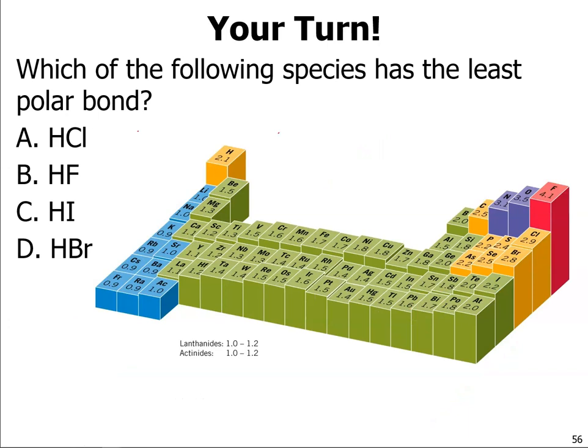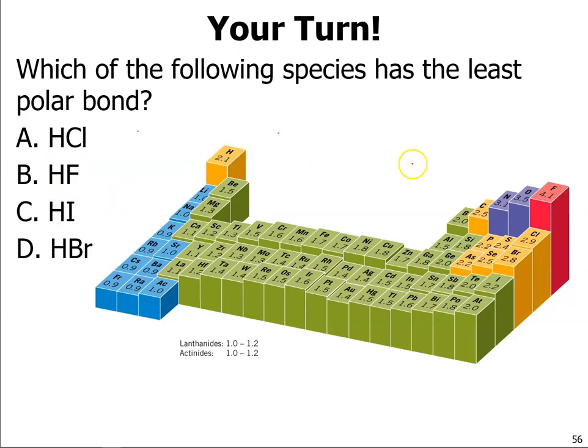Using this chart and basing it on the differences between the electronegativities, which would you think is the least polar bond? So we look at the difference between H and Cl. We're at about 0.8. HF, we're closer to that 2 value. So that's a little higher, that's a little larger right now.